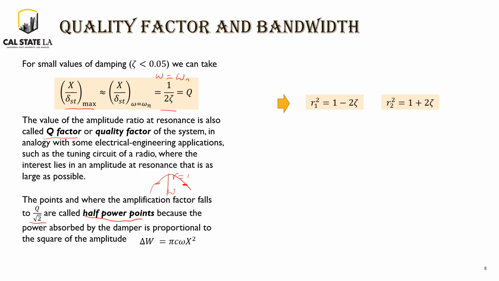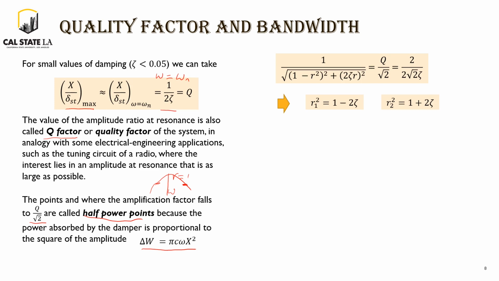And why are these called power points? Because of the definition of the power absorbed by a damper, which can be calculated as pi times c times omega times x squared. So when x becomes x max over square root of 2, taking the square of that term gives us half the power. This is why they are called half power points. Let's find these half power points.